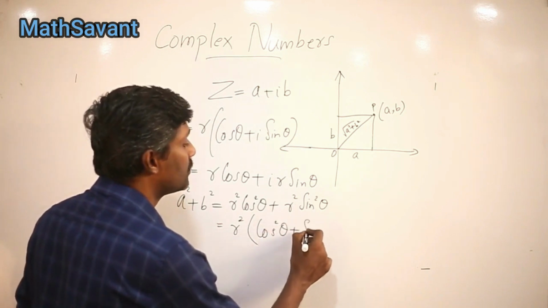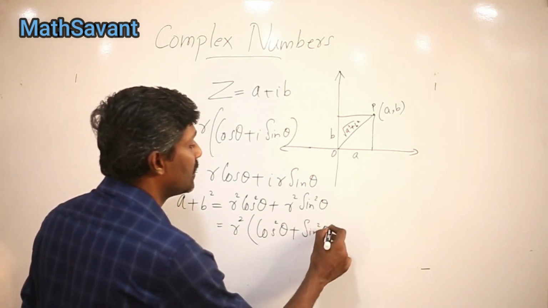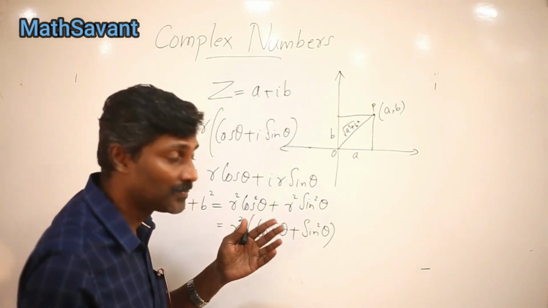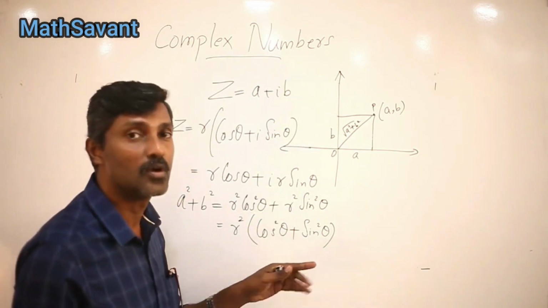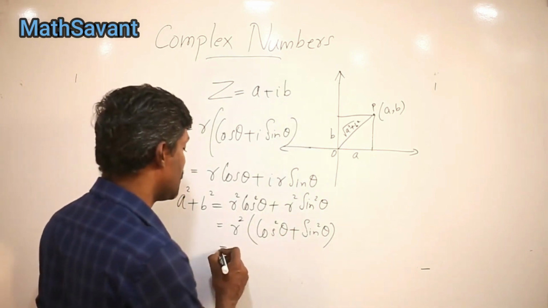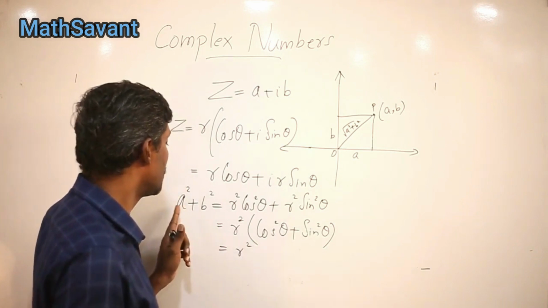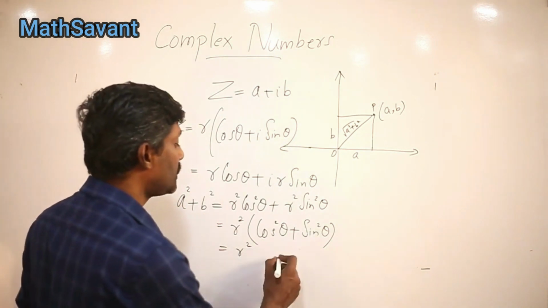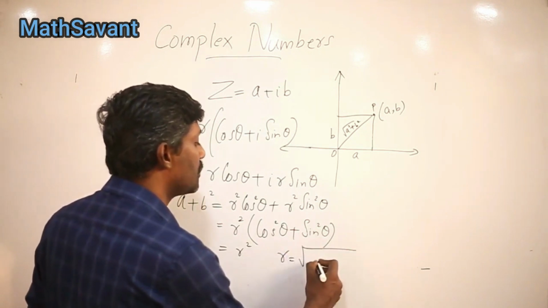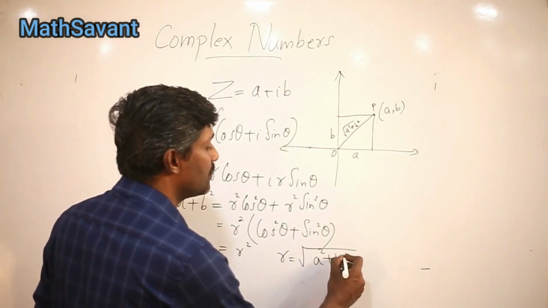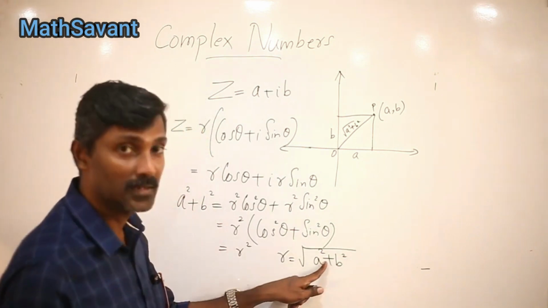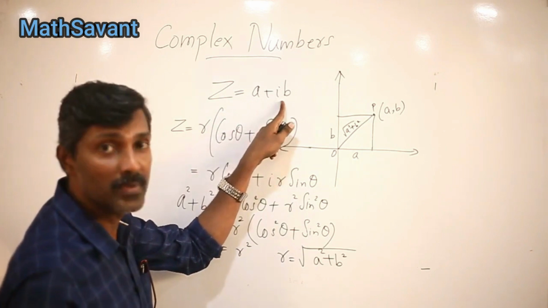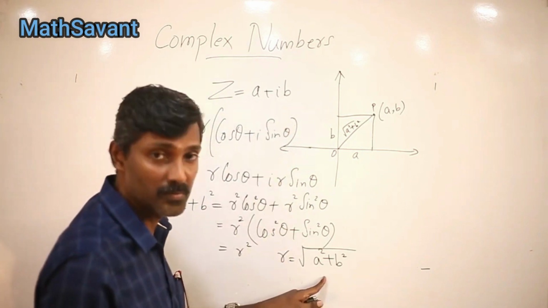I hope all of you remember this formula. What is cos square theta plus sin square theta? We have learned this very early. Cos square theta plus sin square theta is always 1. Okay, so this becomes R square. So we get A square plus B square is equal to R square, or we can say R is equal to square root of A square plus B square. And this is nothing but the modulus of this complex number, right? Z equal to A plus ib, the modulus is given by root of A square plus B square.